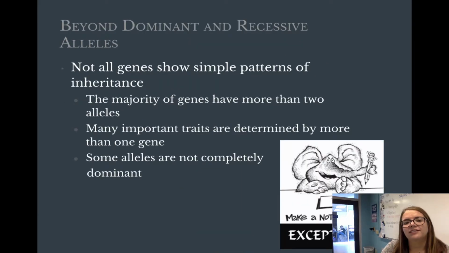So not everything is simple inheritance, right? And in fact, when we look at most of our actual traits, they don't follow simple inheritance. So most genes have more than two forms, right? There's usually a lot of alleles for each gene. And most of our important traits are not determined by one gene. So think about height, right? People want to say, oh, my dad's tall, my mom's tall, why aren't I tall, right? Height is something that's determined by more than one gene. So there's always going to be variation. And then sometimes we're going to have traits where alleles aren't completely dominant. Right, so there are all these different things that can happen instead of just simple inheritance.